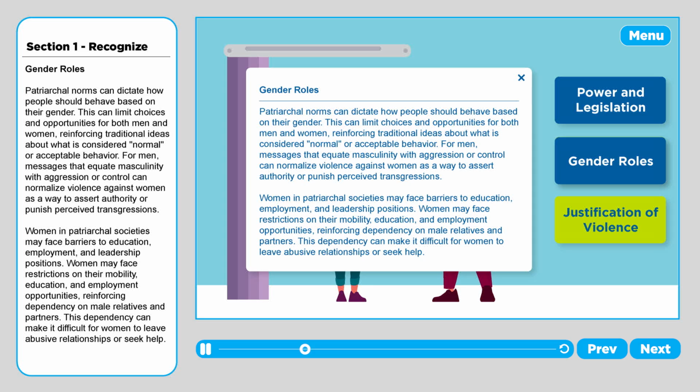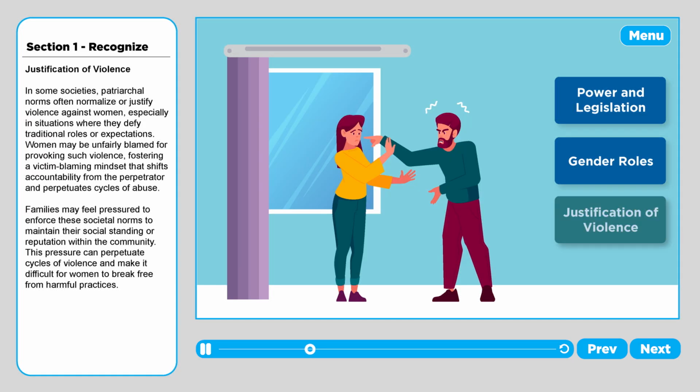Women in patriarchal societies may face barriers to education, employment, and leadership positions. Women may face restrictions on their mobility, education, and employment opportunities, reinforcing dependency on male relatives and partners. This dependency can make it difficult for women to leave abusive relationships or seek help.